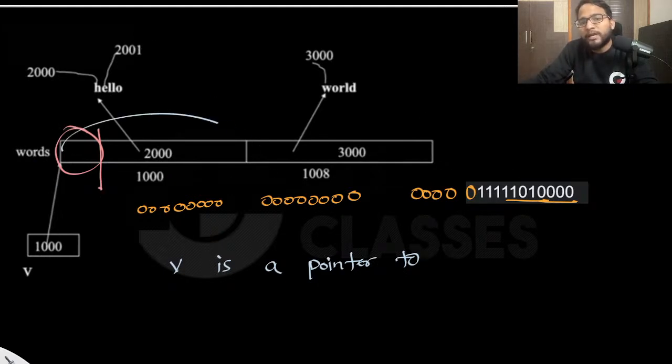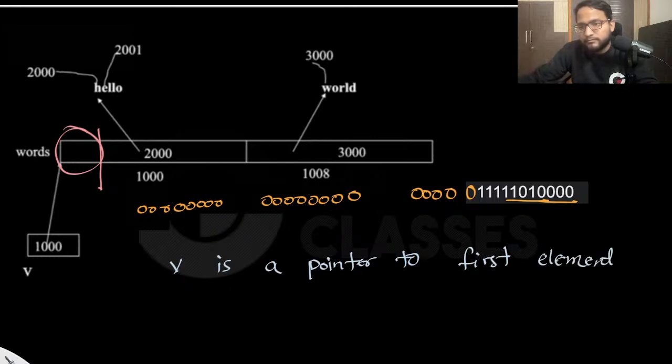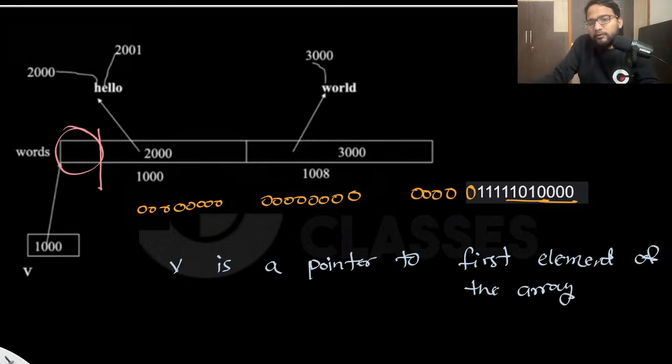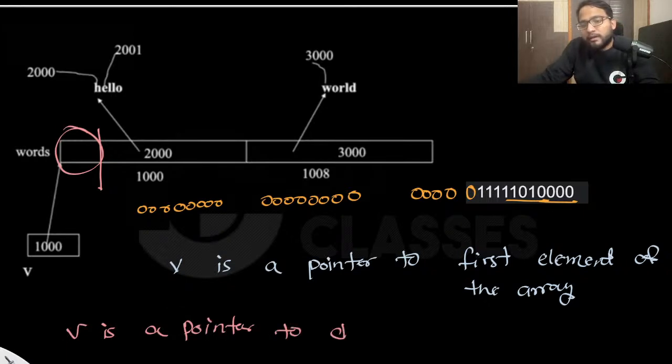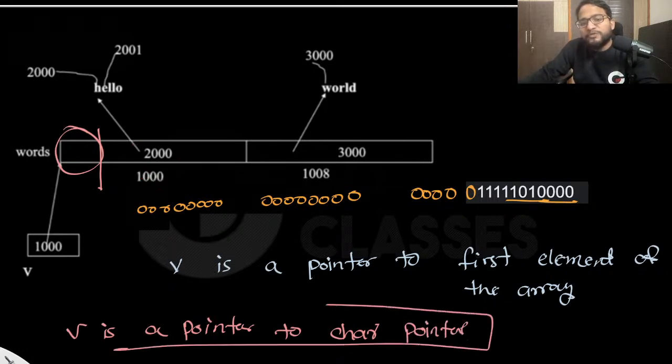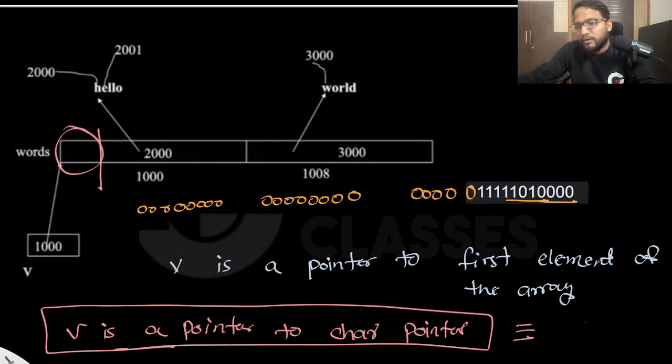So what is the first element of the array? It is a character pointer. It is pointing to the first element of the array. In other words, I can say v is a pointer to the first element of the array, which is itself a character pointer, pointing to the character. So v is a pointer to a char pointer, which means v is a double pointer. Let me know if that is clear.